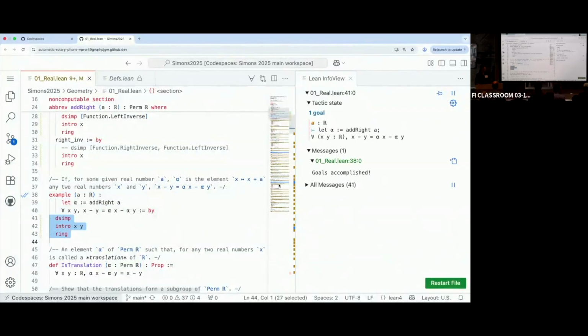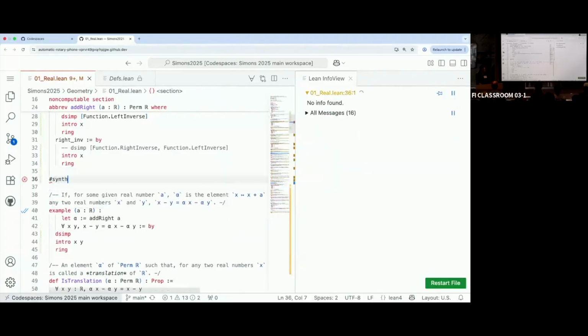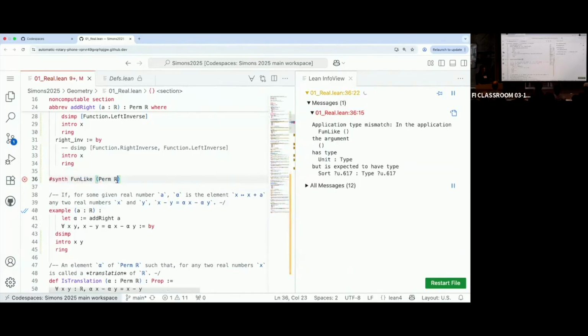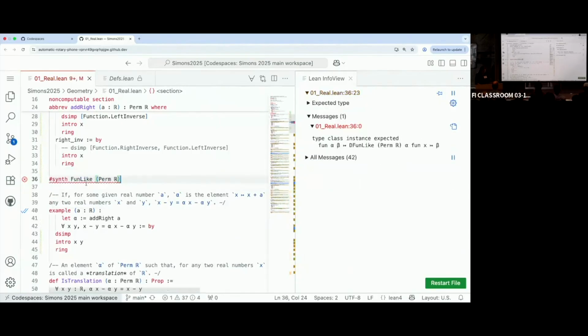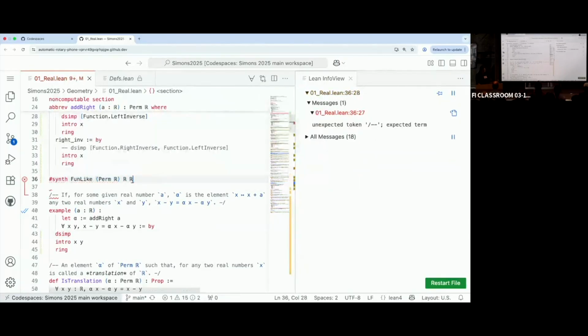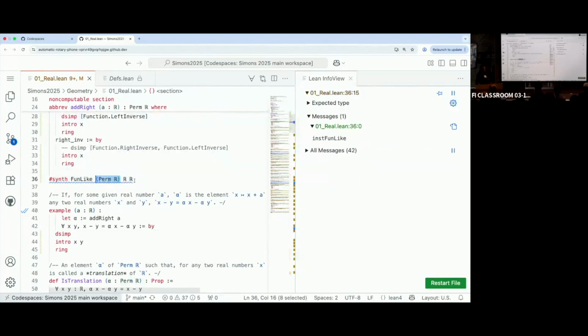Maxine, maybe? Just wondering if there's a way to know that a certain structure will have implicit conversion. Yes, so I think in this case we can type #synth, fun, perm real. Maybe it's not quite like that. Let's see, maybe I need to provide it with more information, maybe from the reals to the reals. Yeah, so it has synthesized that there is a coercion from the permutations of the reals to the functions from the reals to the reals, but this is really very advanced. Yeah. Other questions?